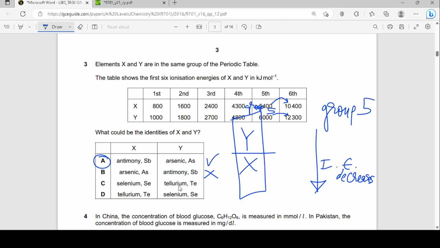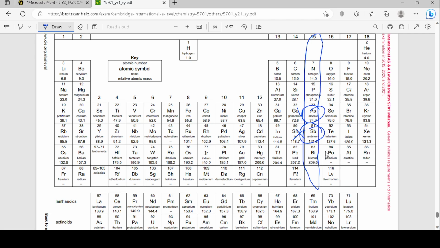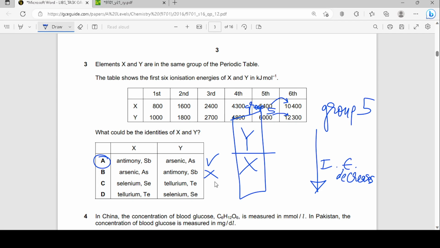Now, next we're saying Y could be tellurium and X could be selenium. Well, tellurium and selenium are not in group 5 either, they're in group 6. So that means that we can immediately cancel out options C and D as well because we already established that X and Y are in group 5, right? So that means the answer must be A.